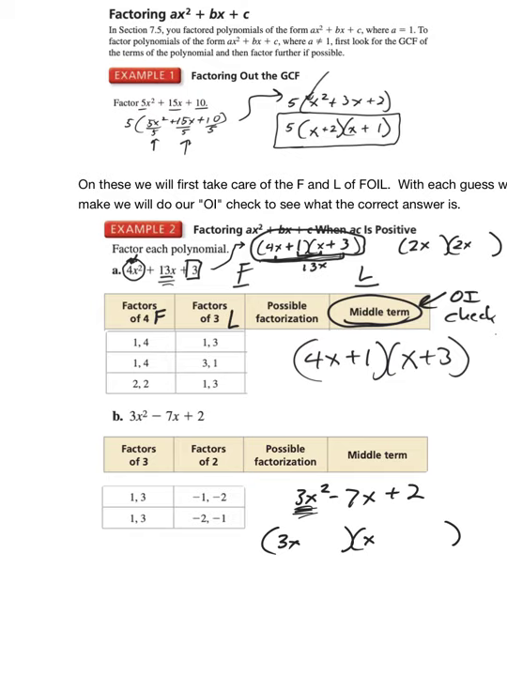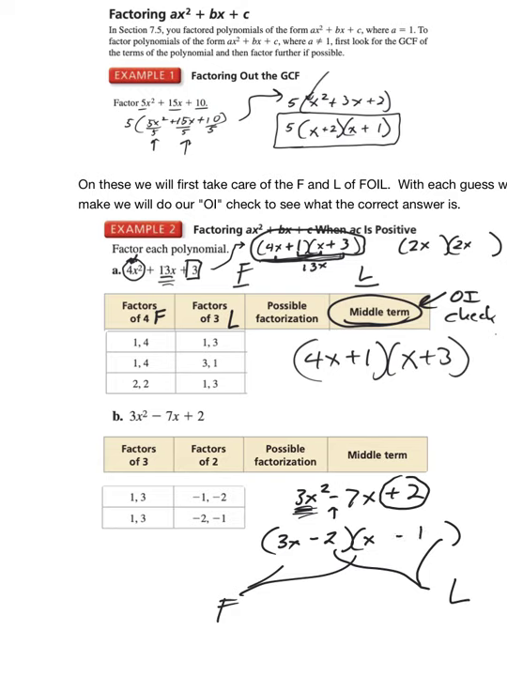Now, we need two terms that are going to give us our L. So again, this is our first, the F of FOIL, and now we need two numbers that multiply out to give me the L of FOIL. Well, guess what? There's really only one way to get 2. But you might notice that the middle term is a negative in this case. So that means that the OI test needs to produce negative numbers. So instead of using +1 and +2 to get the L, we'll use -1 and -2. So I'm going to deliberately do the wrong ones.